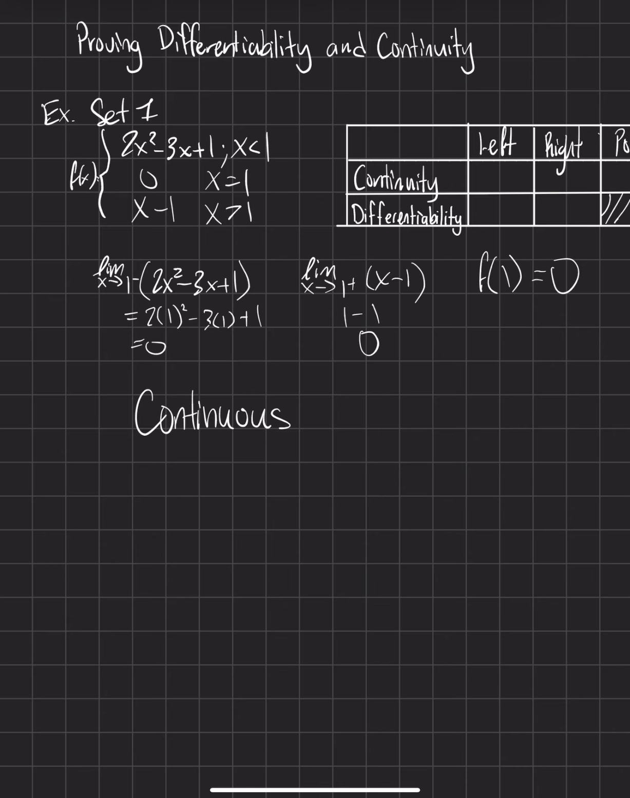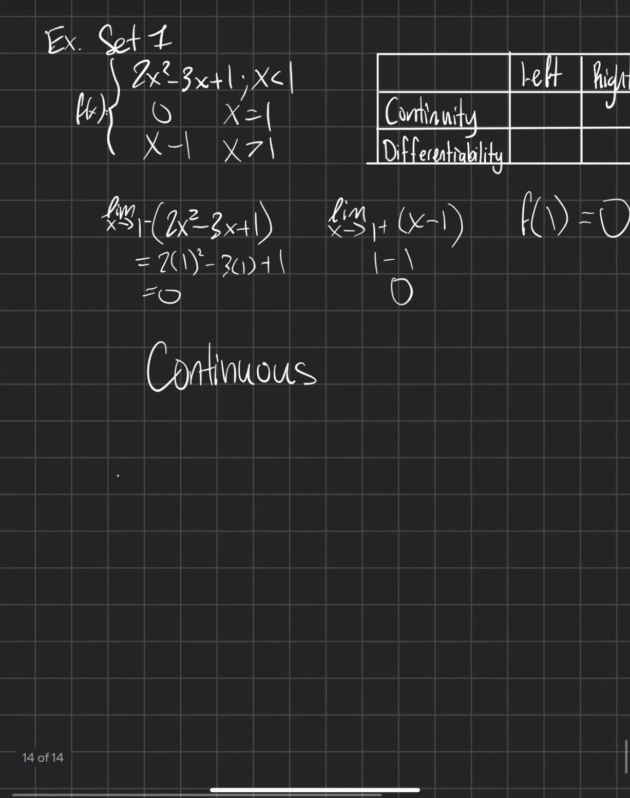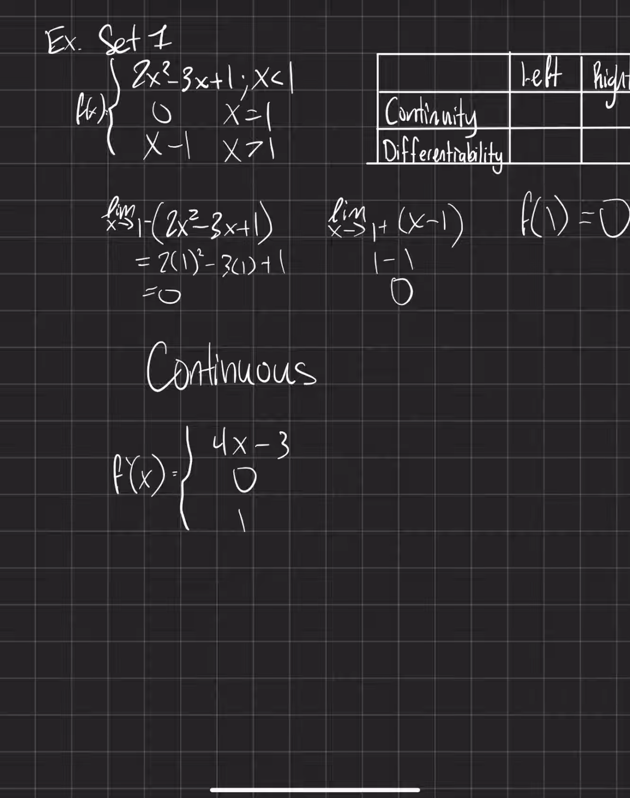We can say, yes, it is continuous. Now, the next thing we need to check for is differentiability, right? So in order to check differentiability, we now have to get the derivative of this whole set. So let's do f prime of x. This is going to be 4x minus 3. The derivative of 0 is just 0, and then the derivative of 1 is just 1, right? And so these are for the same bounds here. When x is less than 1, x is equal to 1, x is greater than 1.